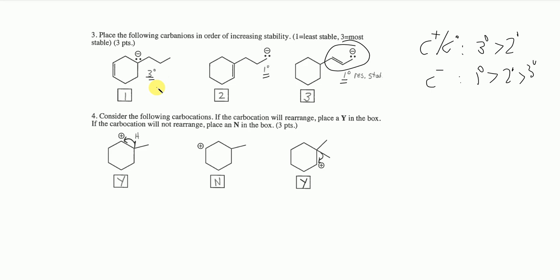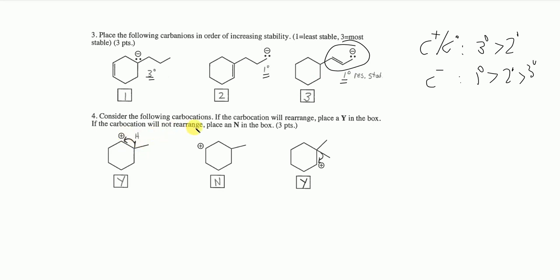And usually it won't get so complicated that you have to compare too many things, but resonance is always important. And the more resonance structures you have, the more stable it's going to be. So this one is primary with resonance. That's why this is 3, this is 2, and this is 1. All right. Now let's look at this.